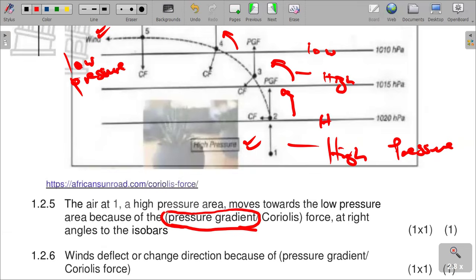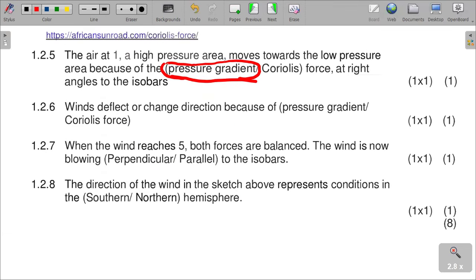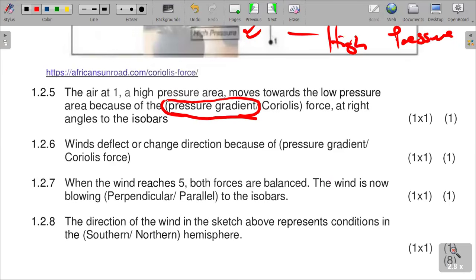So we are saying pressure gradient affects air movement. And then number 6, wind deflects or changes direction because of Coriolis force. Coriolis force is the deflection of wind either to the right or to the left because of the rotation, the movement of the earth. So Coriolis force causes deflection.